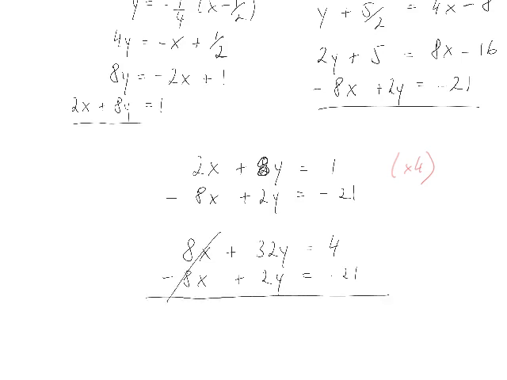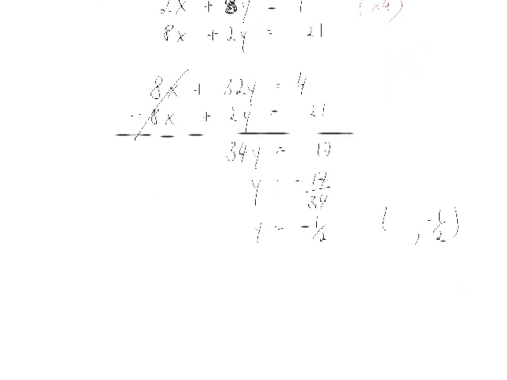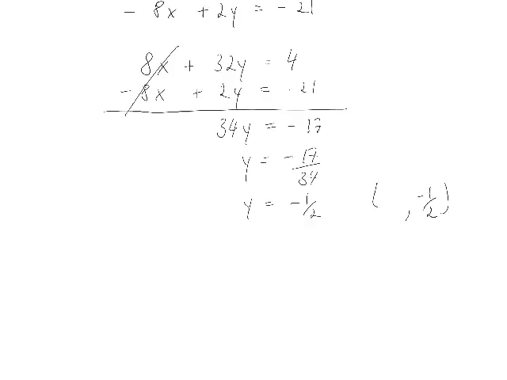This is gone, and then we have 34y equals minus 17. I divide by 34, y equals minus 17 over 34, and y is then minus 1/2. So for the center we now have the y value minus 1/2, and now I need to find the x.